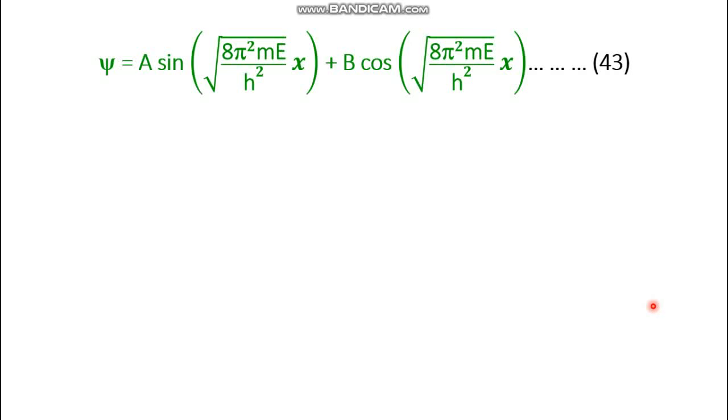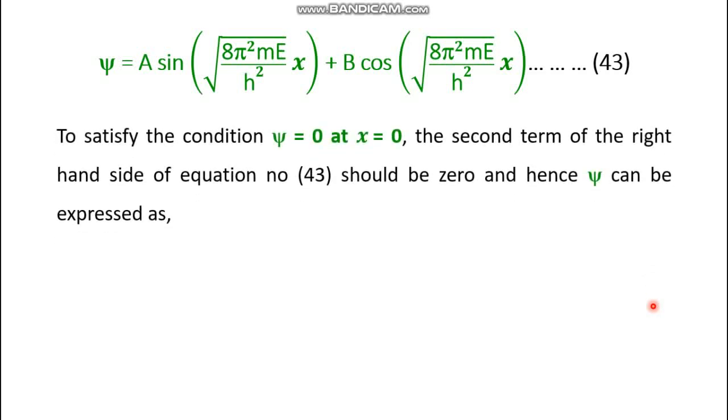Now we are carrying forward this equation to the next sheet, and we have to modify this equation according to the boundary conditions.